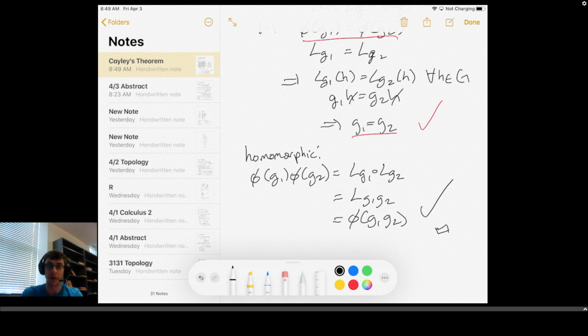And Cayley was a smart dude. It's like the third thing we've seen attributed to him, right? Cayley graphs, Cayley tables, and Cayley's theorem. Smart dude.